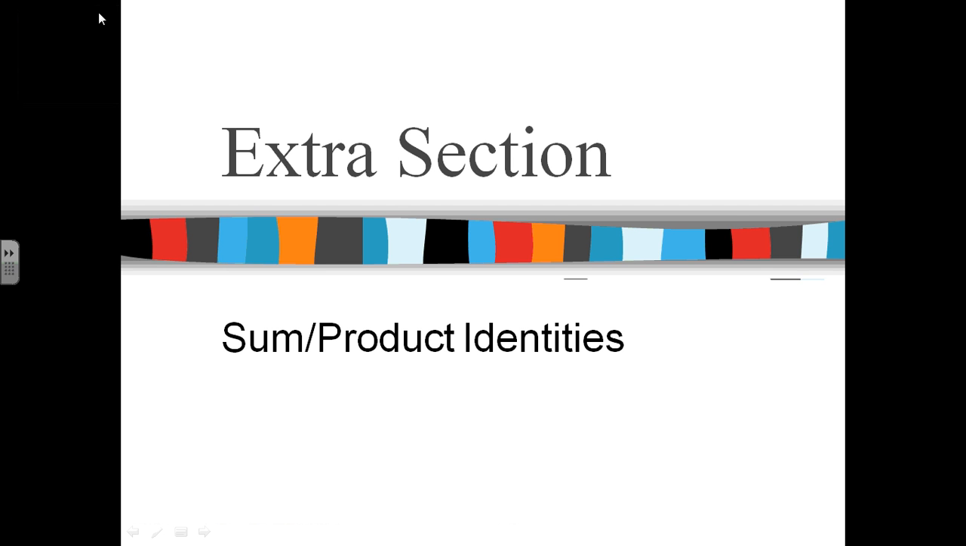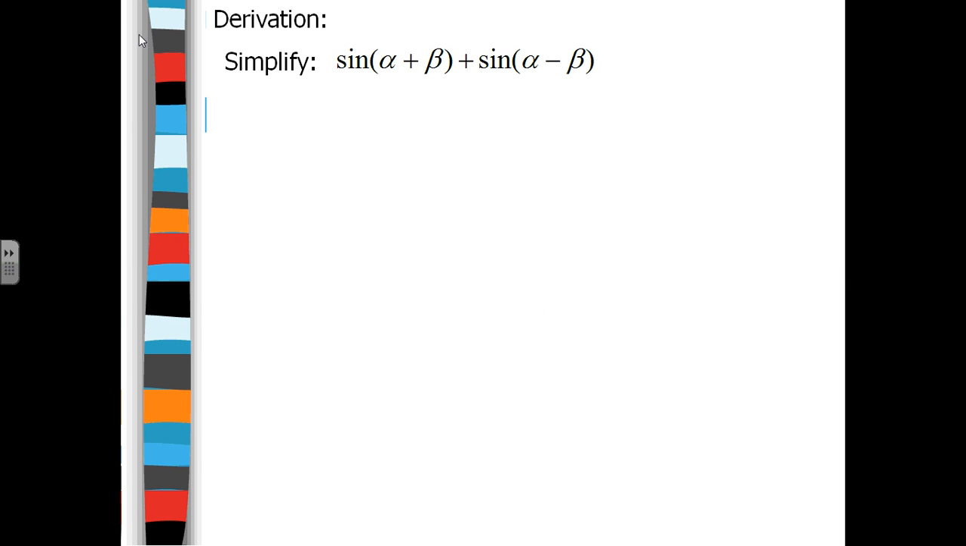All right, so let's talk about our sum to product or product to sum identities. As before, we're going to derive one of these things. So let's start with the sine of alpha plus beta and then add it to the sine of alpha minus beta. And all we're going to do really easily is just apply the sum and difference identities for sine.